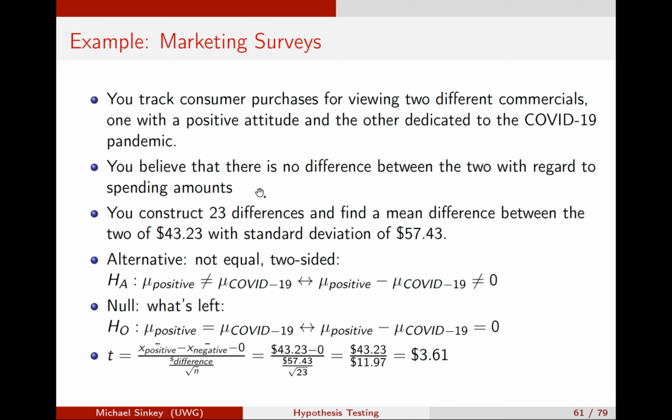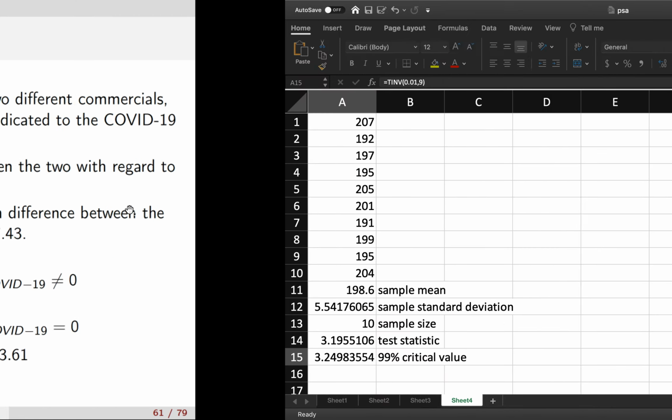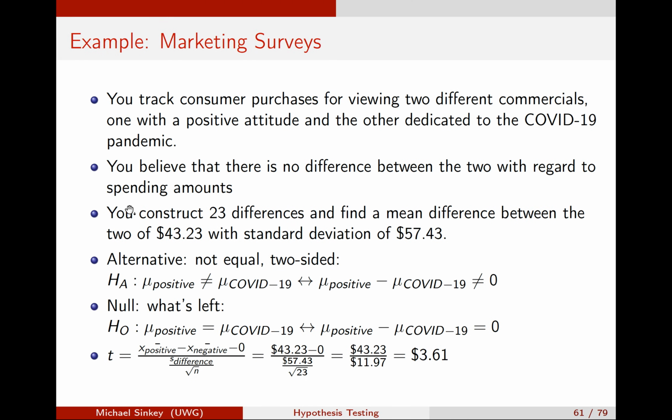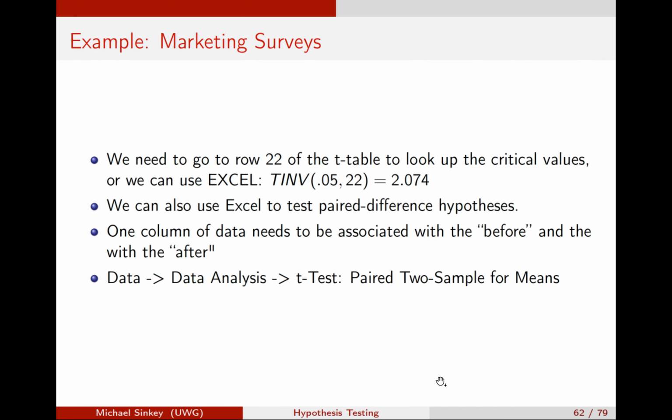43.23 is the difference. Now, that could be framed as $80 minus 36.77. That would get us 43.23. You may have two numbers there and have to construct this 43.23. You may not. The standard deviation is 57.43. There's just one, and the sample size is 23. So we have a test statistic of 3.61.